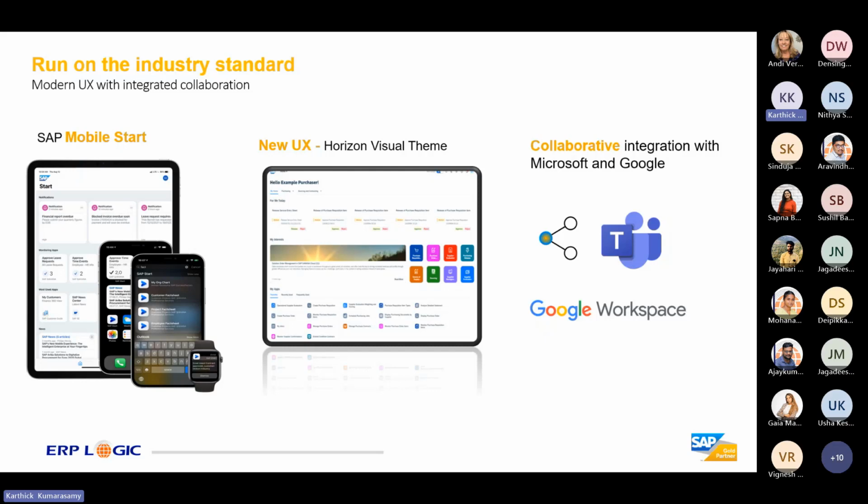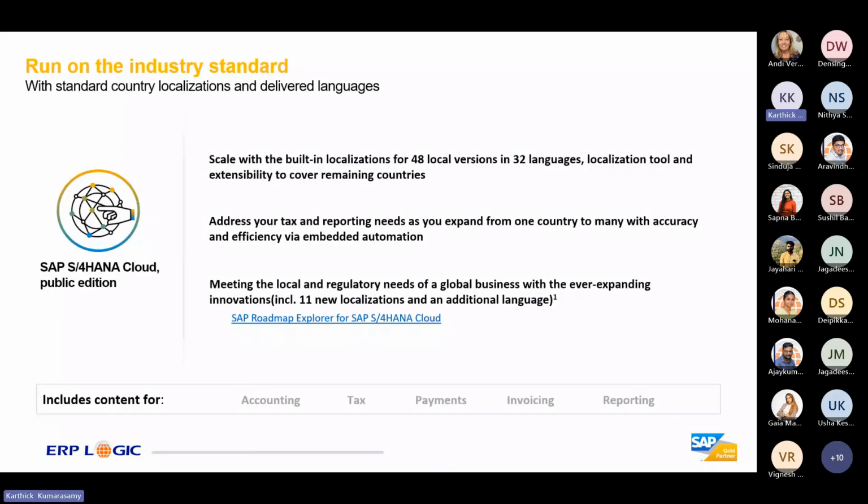between the organization and external customers. It has best practices with 48 localized versions, which include 32 languages. It also offers tools to extend the support to cover other countries. It has continuous innovation to meet local requirements and expand to additional localizations and more languages. Those things we can have a look at in our roadmap explorer, which is available. It mainly includes taxation, payments, and accounting areas.